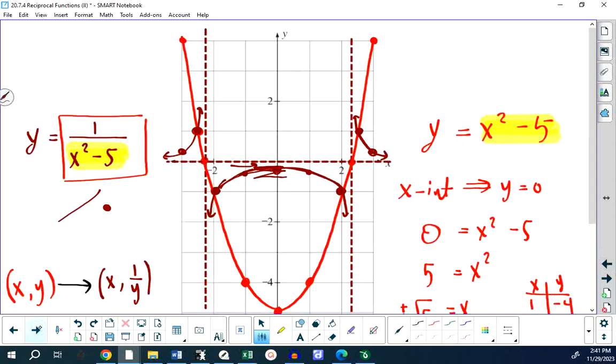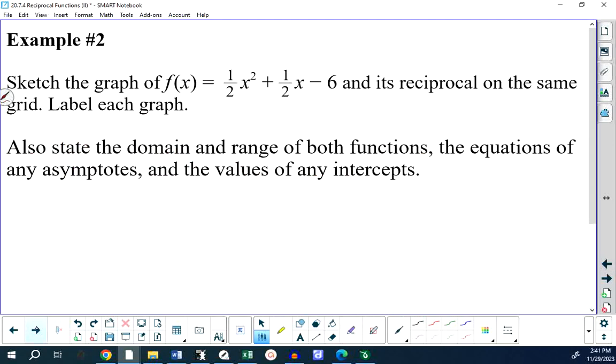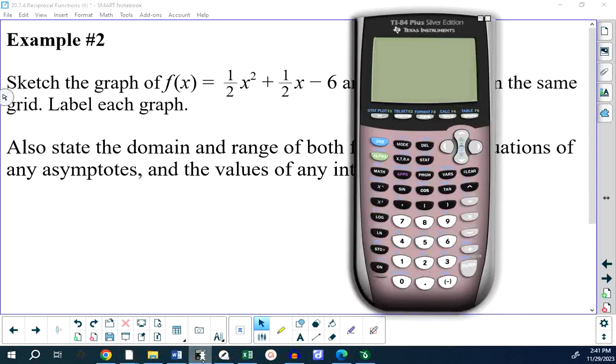Let's take a look at example 2. Sketch this graph and the reciprocal on the same set of axes. Why don't we take a little bit of a break and use our graphing calculator to help us graph this. Everything we discover about this graph on our graphing calculator, you ought to be able to figure out algebraically.